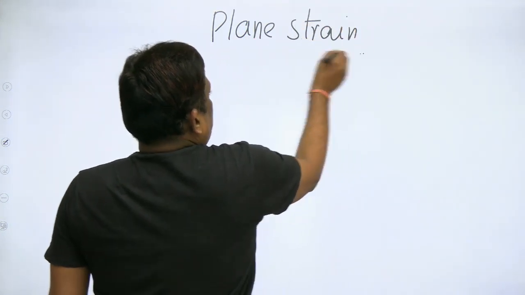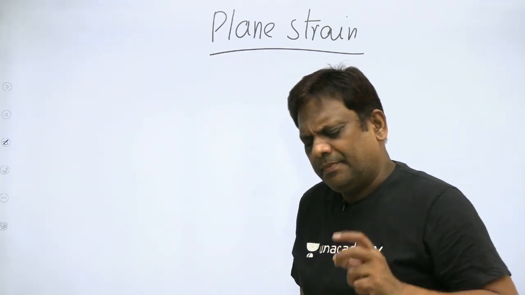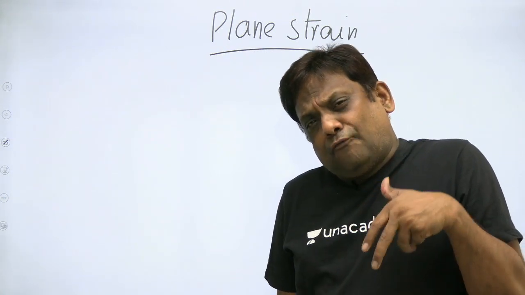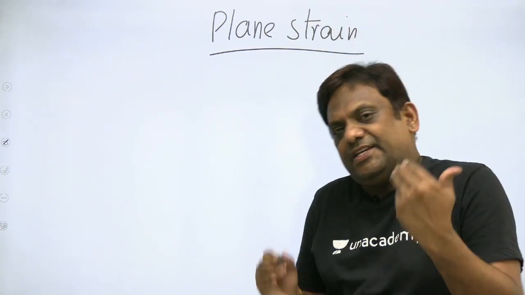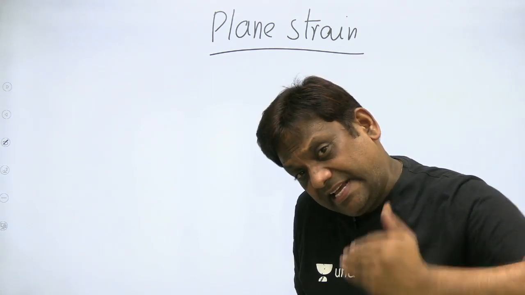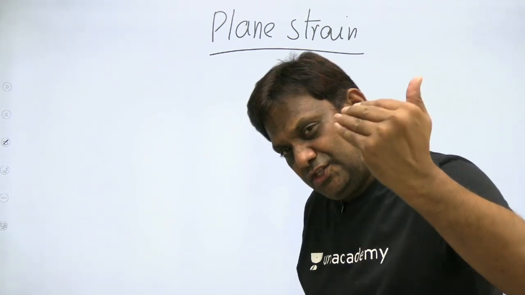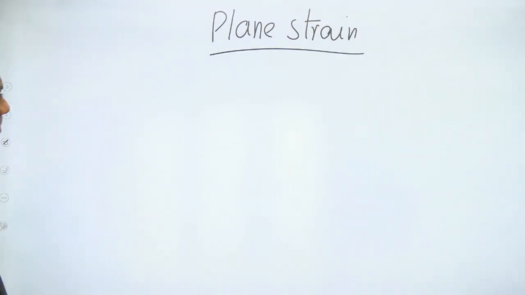It is a condition in which the strain in one of the principal directions, say X or Y or Z, is zero. I repeat, it is a condition in which the strain in one of the principal directions is zero. Look once, understand carefully. Have a look at this.